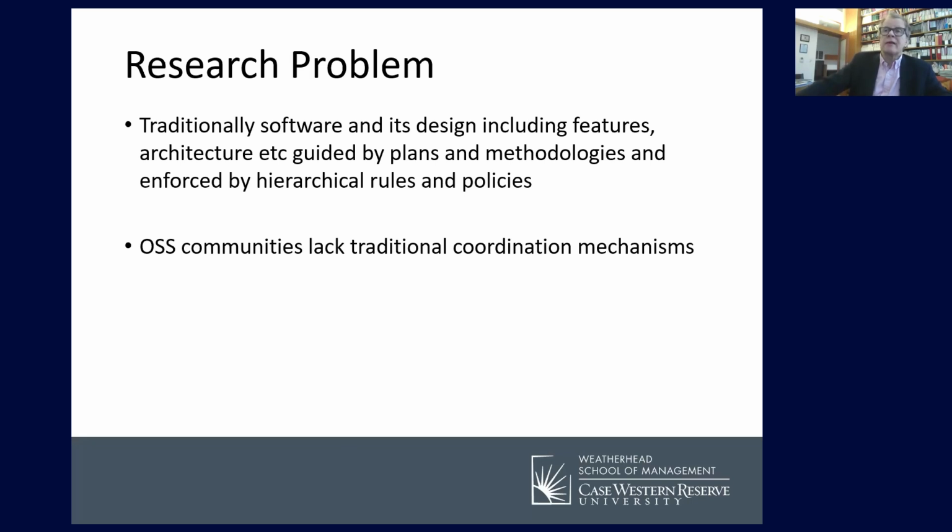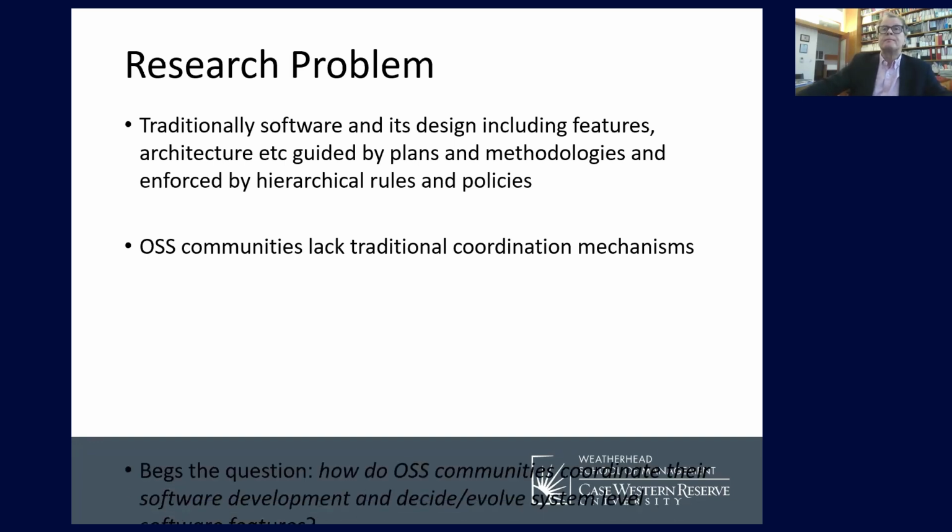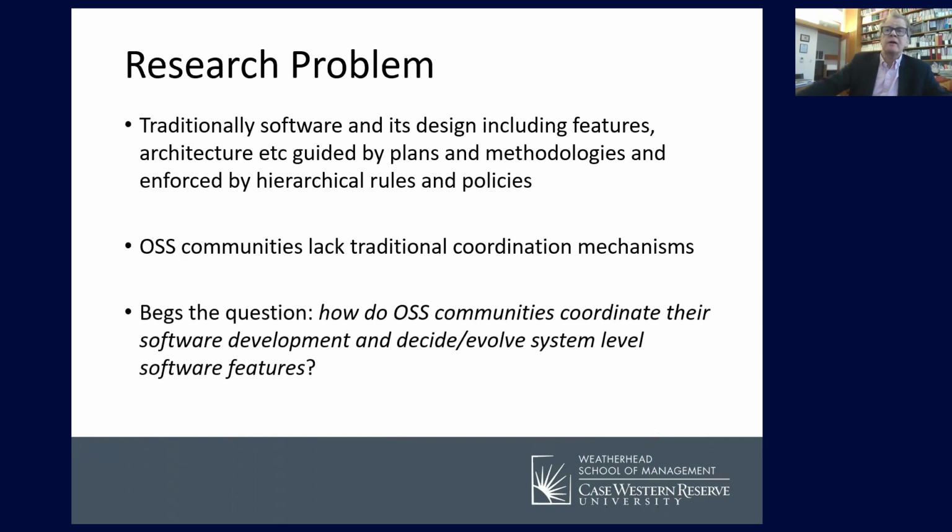OSS communities lack traditional coordination mechanisms. They don't really have hierarchical rules or policies, nor do they follow any plans or methodologies, which are the key forms in which you coordinate activity, which determines the features and the architecture and many other things. Typically, there's an assigned role like software architect, which makes decisions on the architecture and so on. So this begs the question: how do OS communities coordinate their software development, and decide and evolve system-level software features?